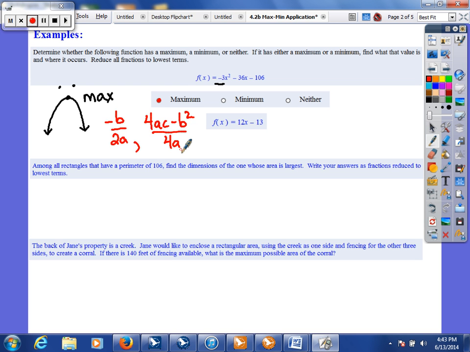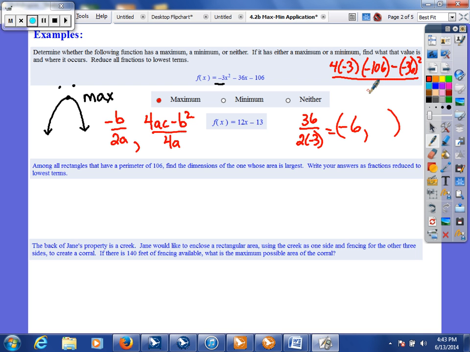So we take the opposite of b, which is 36, all over 2 times negative 3. We end up getting negative 6 as my x value, and that is where it occurs. What is the y value? I could plug negative 6 back in for x, or I can do this: 4ac, that's a big number, minus b squared, another big number, all over 4 times a. Plugging it back in wouldn't have been a bad thing, or you can just use a calculator. That's what we're going to do.